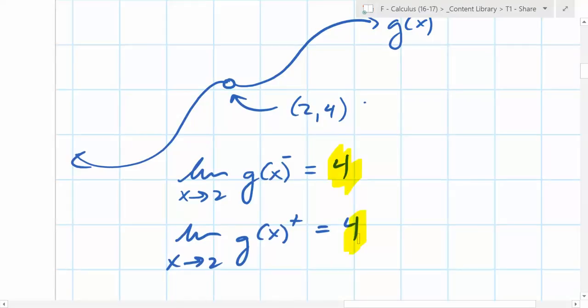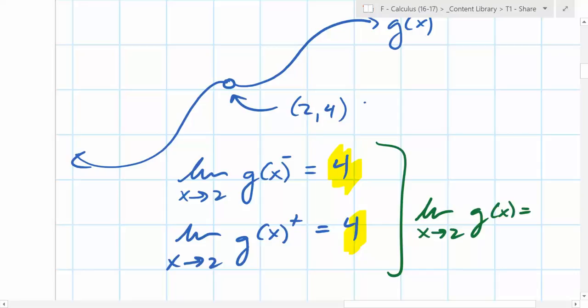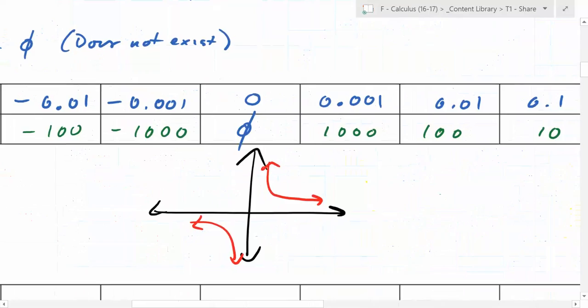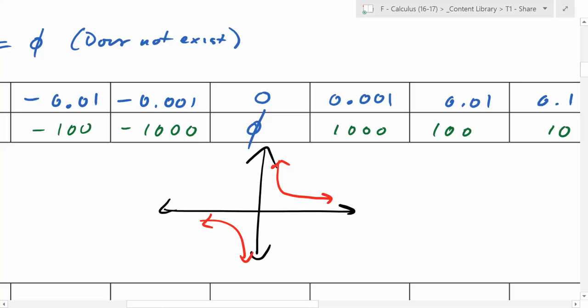So therefore, what do we say the limit is as x goes to 2 in general, not from a side? It means both sides. Does it agree? Is 4 the same thing as 4? So we say the limit is 4. But over here, is the limit the same from both sides? No. So we say the limit doesn't exist.